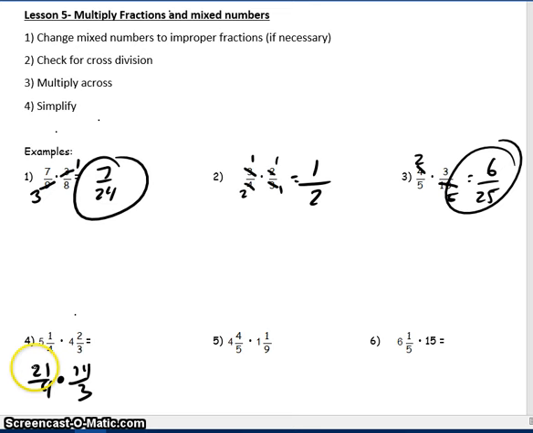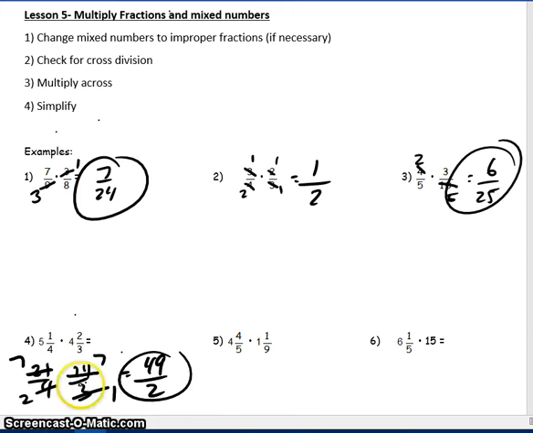So, do we have cross division? Yes, we do. Check out the 3 and 21. Who fits into both of them? 3 does. 3 fits into 3 once. 3 fits into 21 7 times. How about the 14 and the 4? What do you think about that? Who fits into both of them? Well, 2 does. 2 fits into 4 2 times. 2 fits into 14 7 times. So we can multiply across: 49 halves. No one fits into 49 and 2, so we are done.